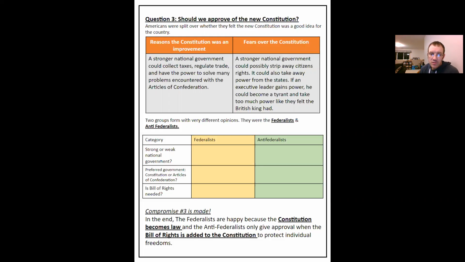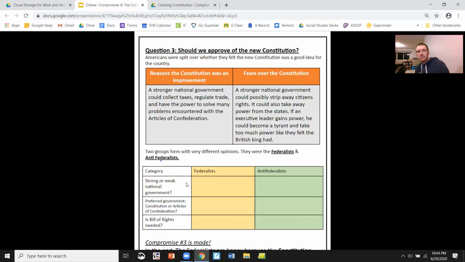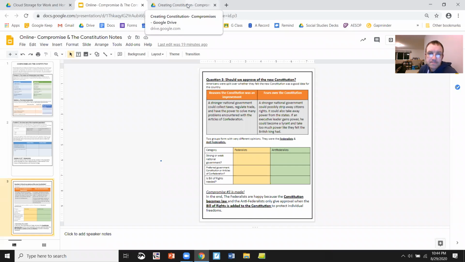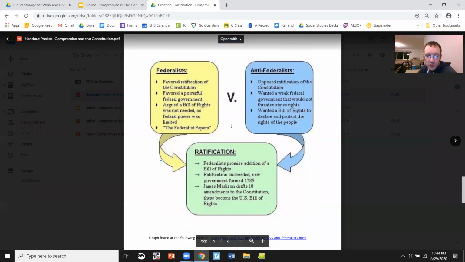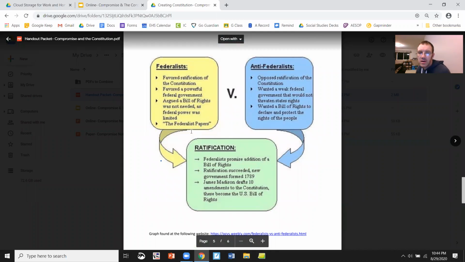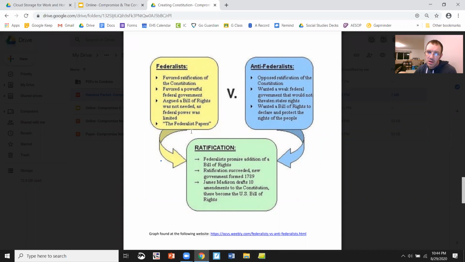Now you're going to have 3 questions asked of each group. Do they want a strong or a weak national government? Do they like the Constitution more or the Articles of Confederation? And do they feel a Bill of Rights is needed? So for this, let's go back to our documents. The first one, the Federalists, as you can see here, they favored ratification of the Constitution. Ratification means approval, so to make it the law of the land.